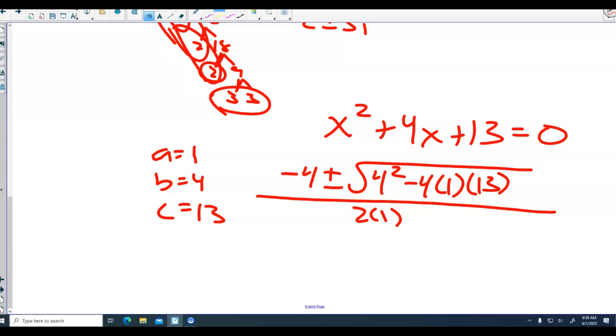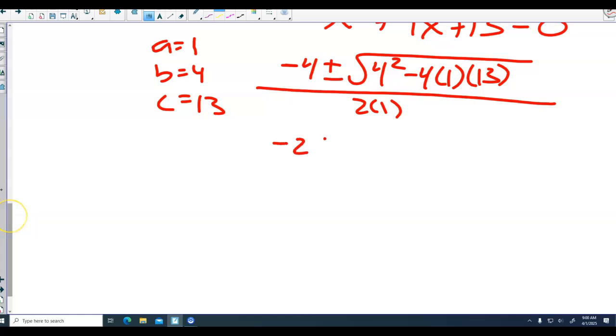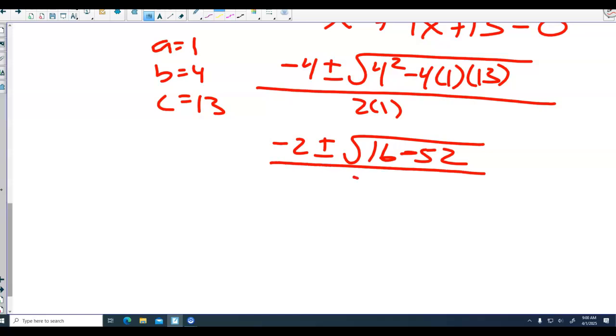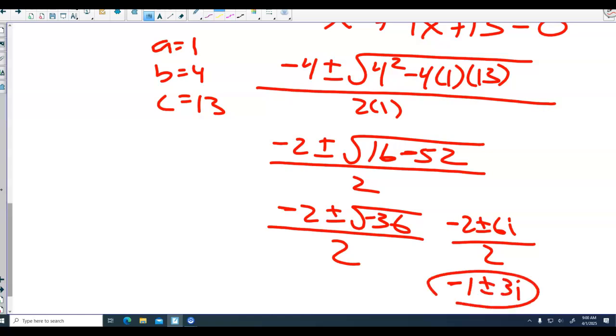And take a look at what happens. We get negative 2 plus or minus 16 minus 52 over 2. Negative 2 plus or minus negative 36 over 2. The square root of negative 36 is 6i. So my answer is negative 1 plus or minus 3i. If I'm not mistaken, oops, I'm sorry, it should be negative 2 plus or minus 3i.